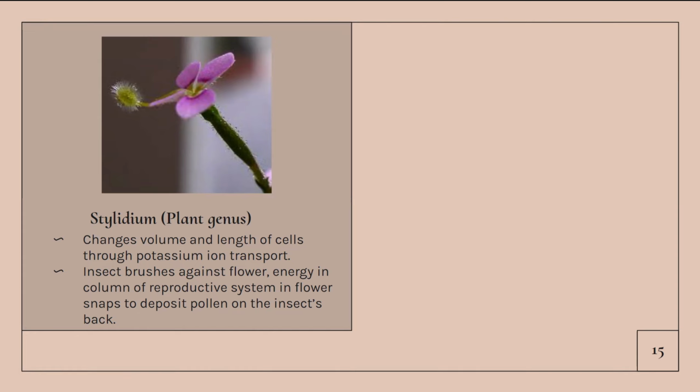When the column is still, its stored potential energy is at its highest level. However, once this column moves to deposit the pollen onto the insect, the potential energy slowly shifts to kinetic energy until the column goes back to rest, where the kinetic energy shifts back to potential energy.